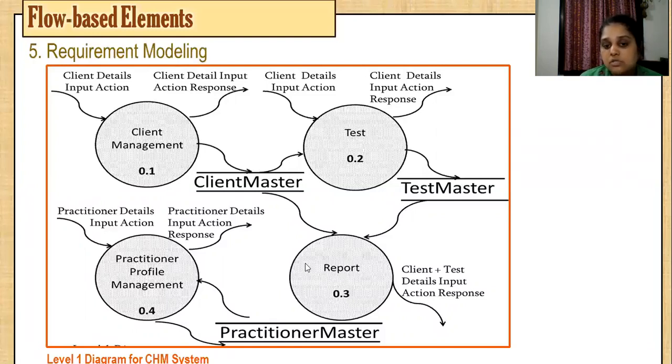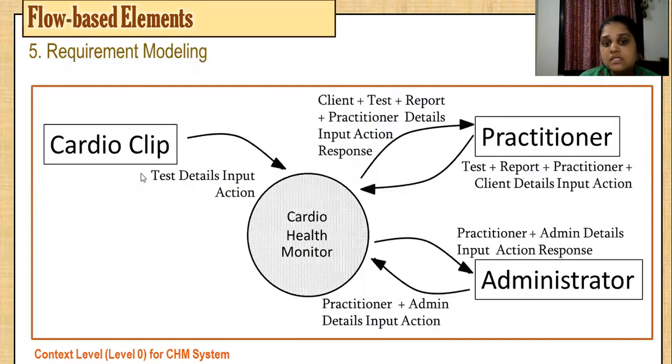In the use case we saw an ellipse of report management, and an ellipse of practitioner profile management. So I am focusing on only these 4. So these are my processes. Now this is my level number 1. So I have started from the context diagram, which was level 0. Now we are moving one level down.